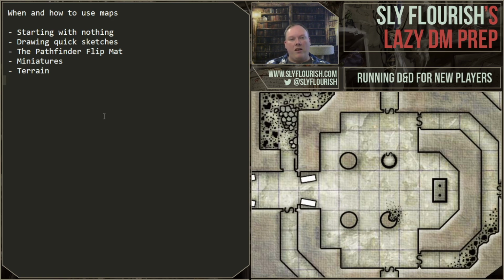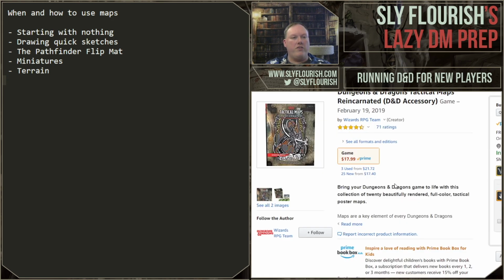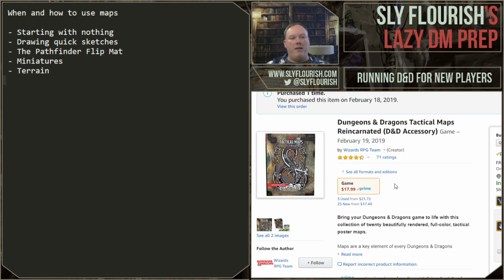The final topic I want to talk about is terrain. On top of a blank battle mat, like the Paizo or the Pathfinder battle mat, there are also pre-printed battle mats. Both Wizards of the Coast and Paizo make pre-printed battle maps. So Wizards of the Coast has made a set of battle maps called the D&D Tactical Maps Reincarnated. And they're pretty cheap.